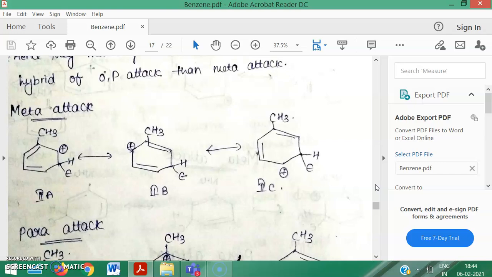Benzene is stabilized by 36 kilocalories. Why? Because benzene does not have simply 3 double bonds and 3 single bonds. It has 1.5 bonds. That's why 1.39 angstroms is the bond length. Resonance stabilization takes place, and delocalization of the pi electrons takes place. That's why in benzene all the hydrogens are the same and all the bond lengths are the same.